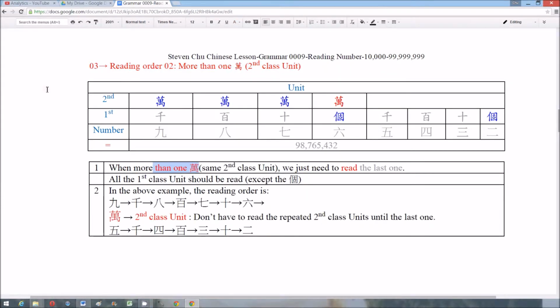Number 3. If we have more than one same second class unit, for example 万, we just have to read the last one. We use 98,765,432 as an example. This number is read as 9千八百七十六万五千四百三十二. We just have to read the last second class unit and don't have to read the others.